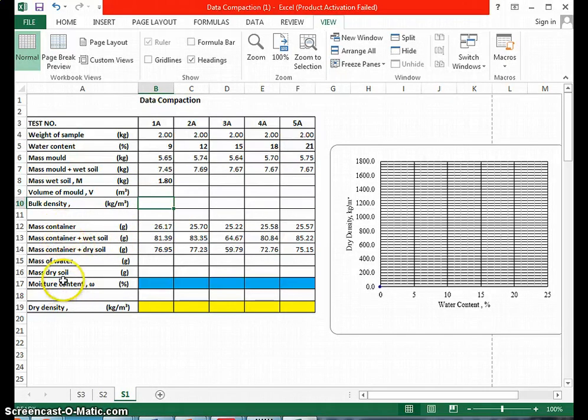And for the moisture content, this is the mass of the soil taken from the middle of the compacted soil with the container. And after drying 24 hours, this is the dry soil mass with the container. So you can get the mass of water and mass of the dry soil, and easily you can get the moisture content. If you forgot how to calculate the moisture content, you can go back to your soil mechanics book and try to calculate. And lastly, you can easily calculate the dry density.